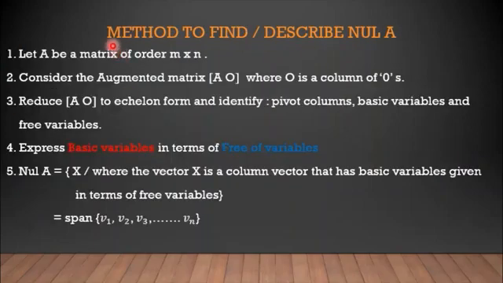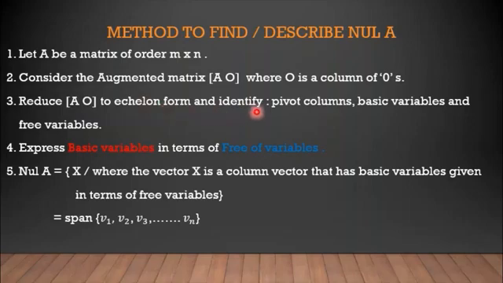Now let us see the method to find or describe null A. Here are the points. The first point: let A be a matrix of order n by n. So you are given a matrix A directly, of order n by n, for which you have to find or describe the null space. The second point: consider the augmented matrix [A | 0]. That means with this A, add a zero column and make an augmented matrix, where 0 is a column of zeros. Then point number 3: reduce this augmented matrix to echelon form. This we have already been doing.